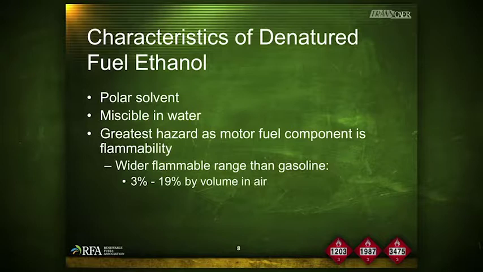Denatured fuel ethanol's specific gravity is 0.79, which indicates it is lighter than water, and it has an auto-ignition temperature of 709 degrees Fahrenheit and a boiling point between 165 and 175 degrees Fahrenheit. Like gasoline, denatured fuel ethanol's greatest hazard as a motor fuel component is its flammability. It has a wider flammable range than gasoline. Ethanol's LEL is 3% and its UEL is 19%.